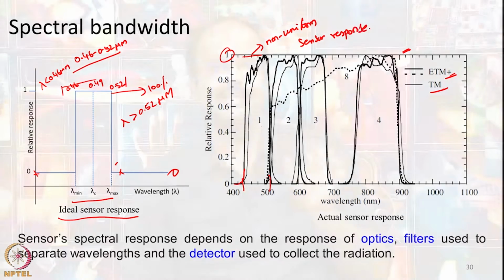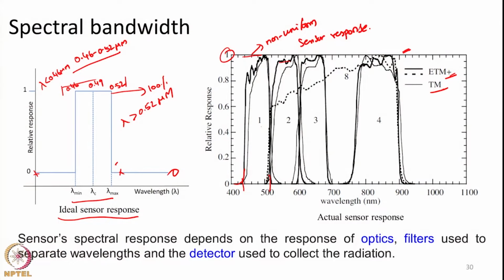Even within the designated bandwidth, a sensor will not work with 100% efficiency at all wavelengths within the bandwidth. Say 0.45 to 0.52: maybe at 0.46 it may have 100% efficiency, at 0.47 it may not, and so on. So, the incoming energy will not be measured at 100% of the incoming level, but with some amount of weightage. A sensor with 0.8 relative response will collect only 80% of incoming energy and so on.